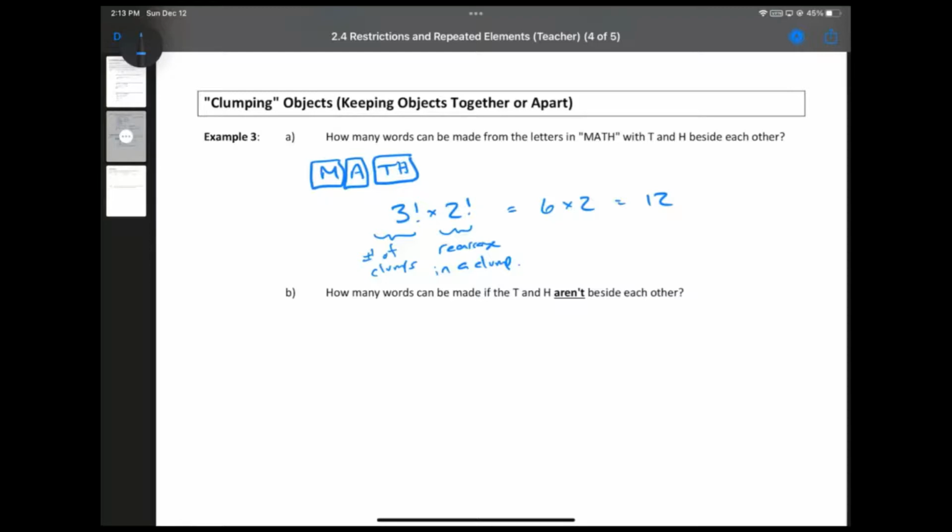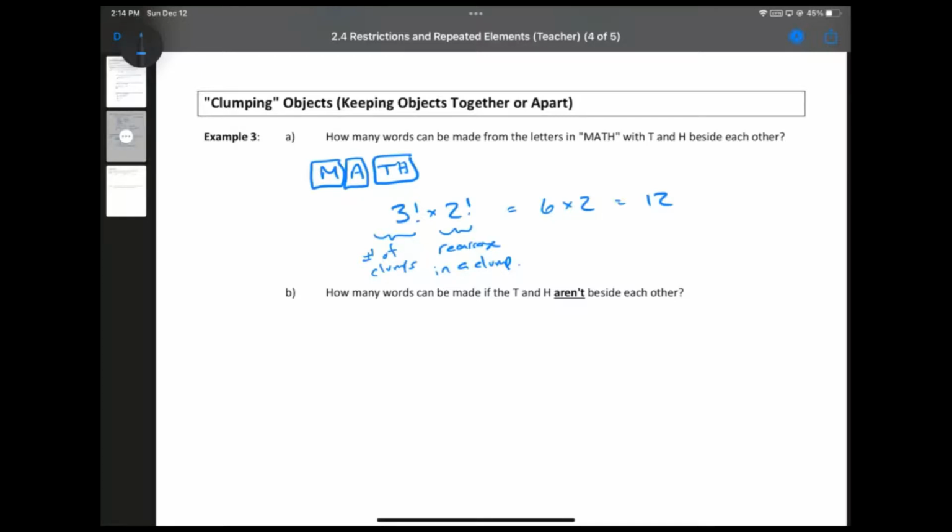Okay, how many words can be made if the T and the H aren't beside each other? Well, we could try to do this directly, but if they're not beside each other, the T and the H would have to be in the first and third, or first and fourth, or second and fourth spots, and could be rearranged so it could be the T then the H or the H then the T. So there's a few different cases that we'd have to deal with there.